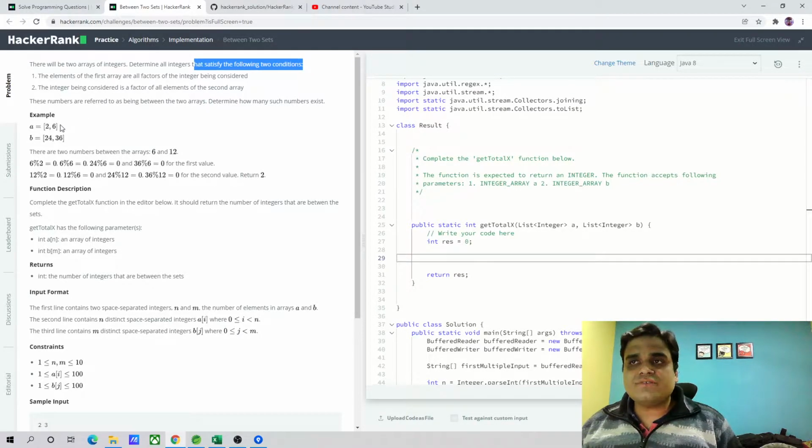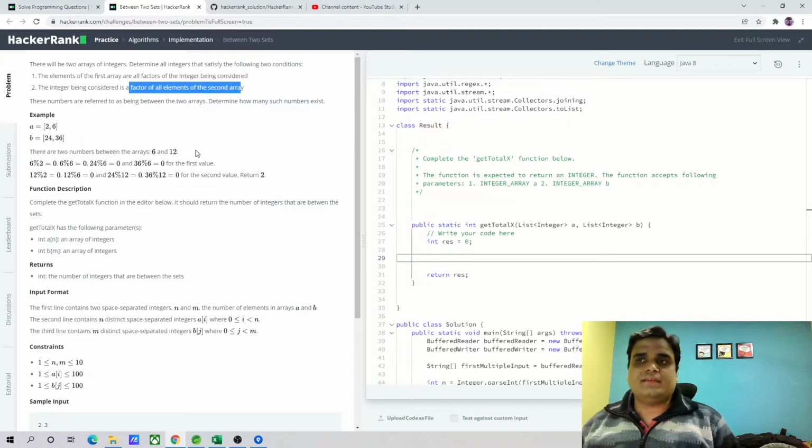The elements of the first array are all factors of the integers being considered, and the integer being considered is a factor of the elements of the second array. For example, there are two arrays, a is 2, 6 and b is 24, 36. So there are two numbers between the arrays: 6 and 12.